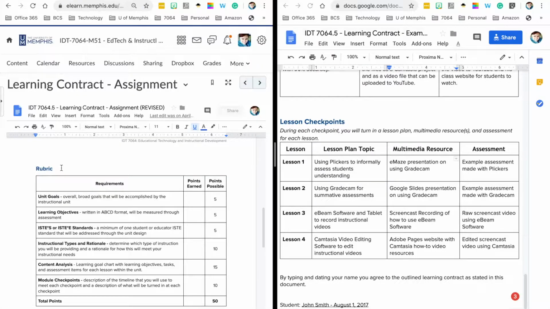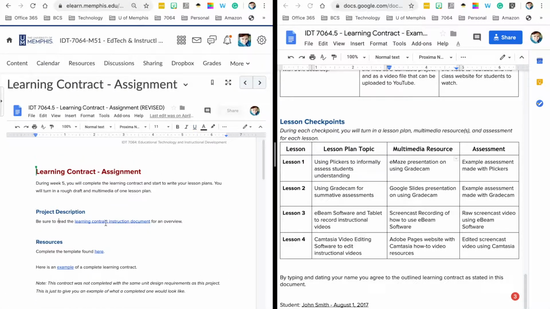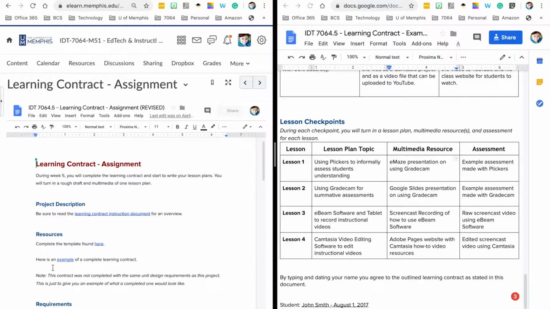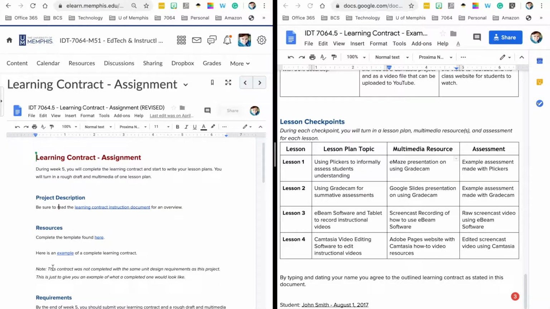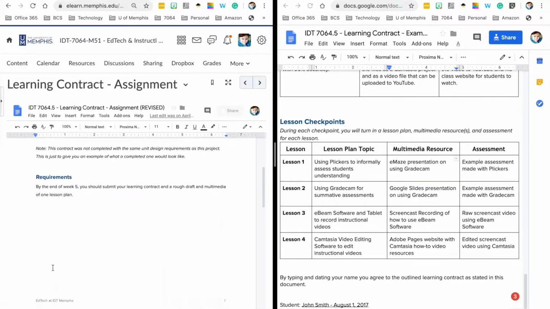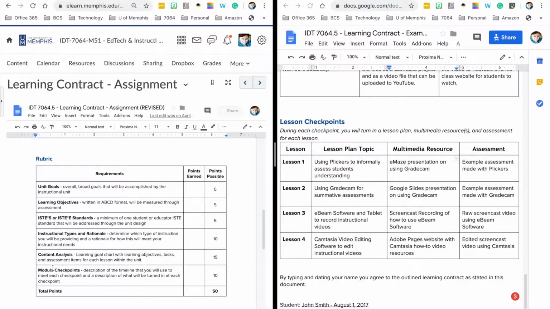In your assignment document, you have the link to the instructional we just talked about, a link to the template, and a link to the example we've given you. Remember that this example wasn't created with the same requirements that we have, so make sure that you're meeting all of our requirements. Then here's the rubric: your unit goals, learning objectives, ISTE student and ISTE educator standards, instructional types and rationale, content analysis, and then your lesson plan checkpoints. All of this is worth 50 points.